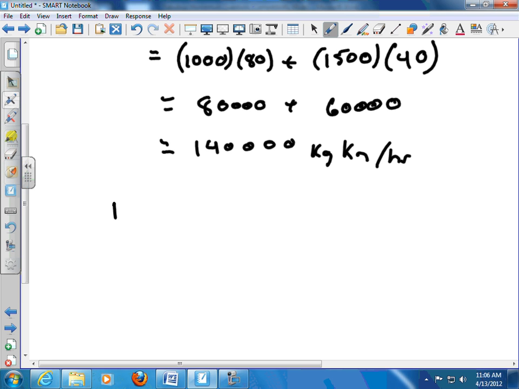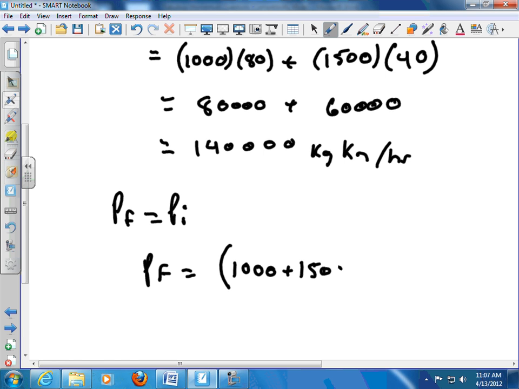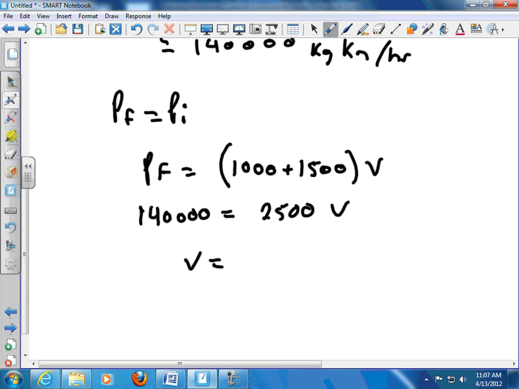So then our final momentum equals our initial momentum. Final momentum equals the mass of the two cars combined, 1,000 plus 1,500. We're looking for our velocity. 140,000 equals 2,500 kilograms times V. Our velocity equals 56 kilometers an hour.